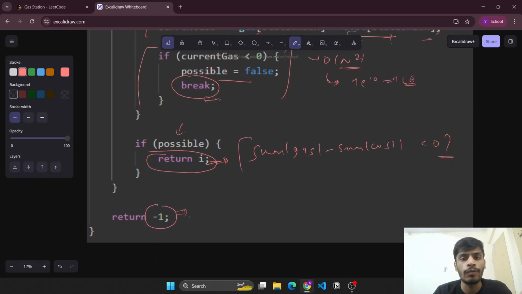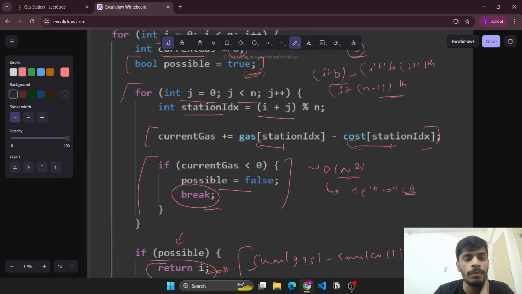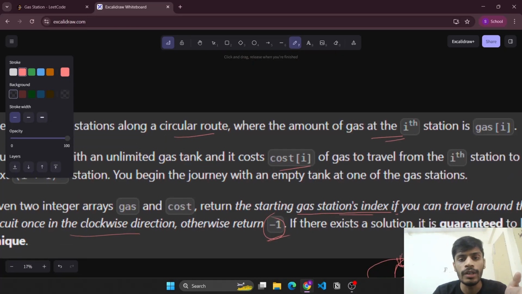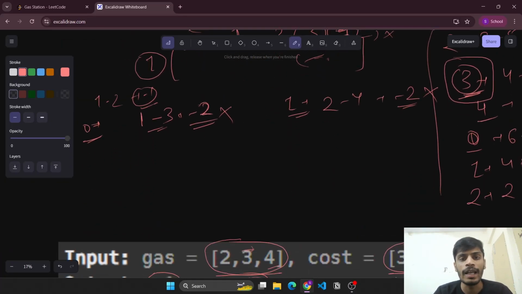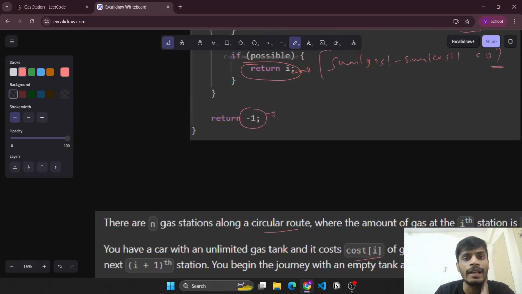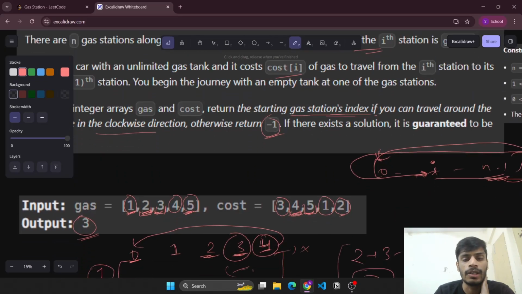So we need to think of some optimization of the check that we are doing internally in O(n). We need to optimize this. How we will optimize this approach is the problem at hand here. Let's try to analyze what it represents if the current gas becomes negative at any point.